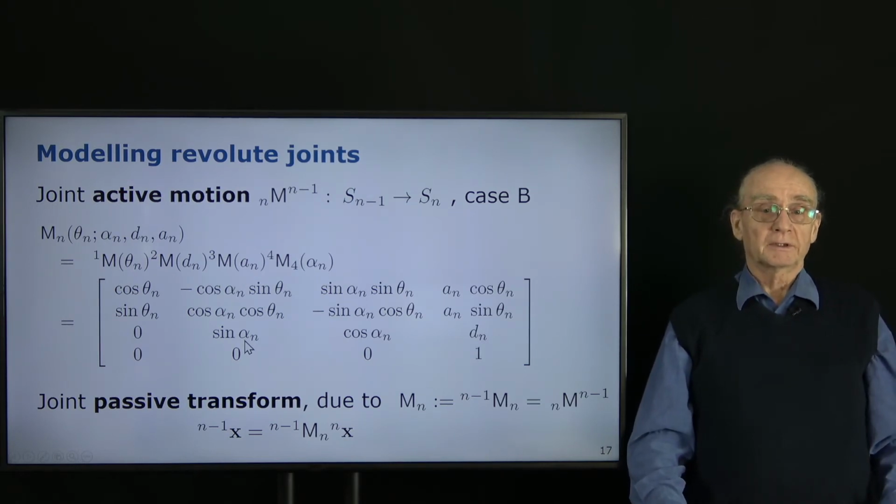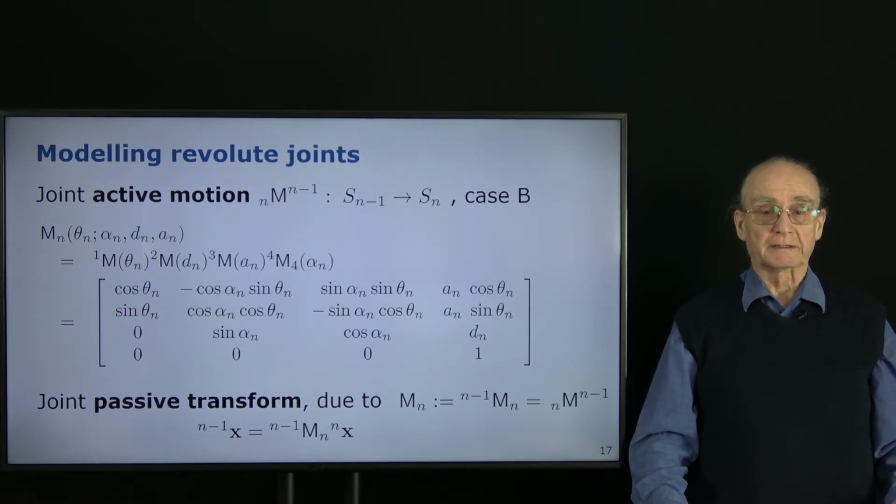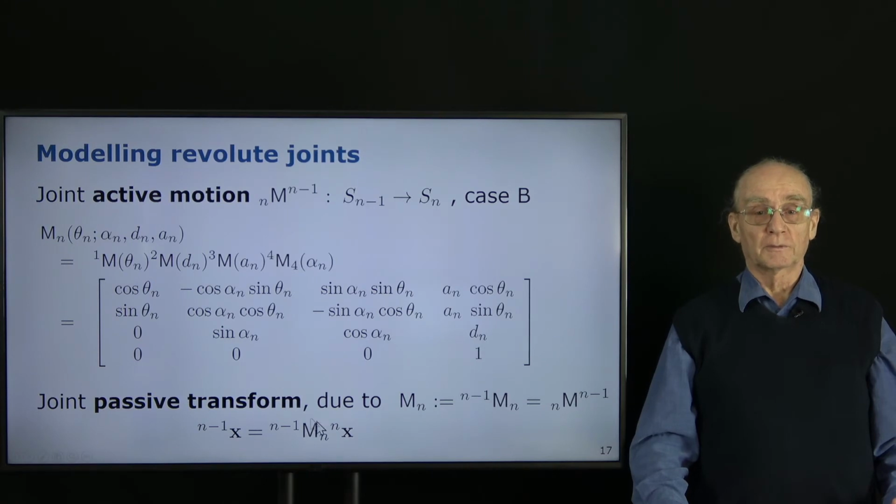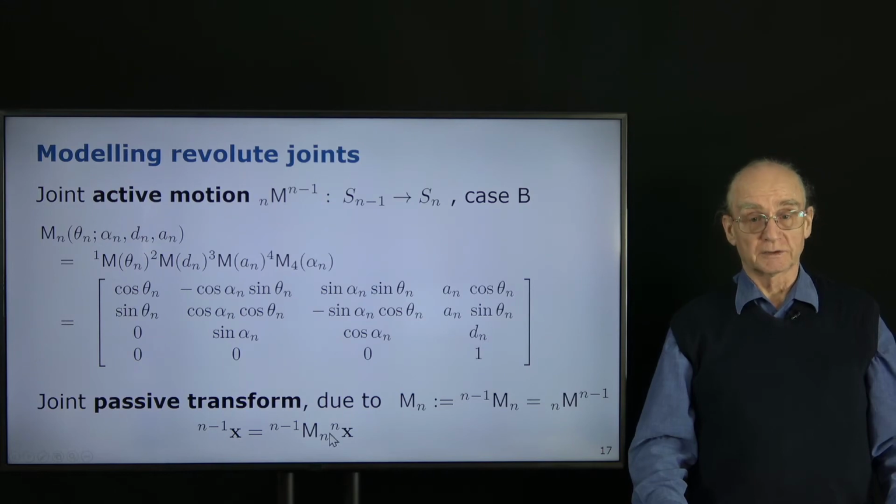Now, what is this motion matrix also doing? It's actually also transforming the coordinates of a point in the new system into coordinates of the old system. This is a coordinate transformation. So we can take this matrix.